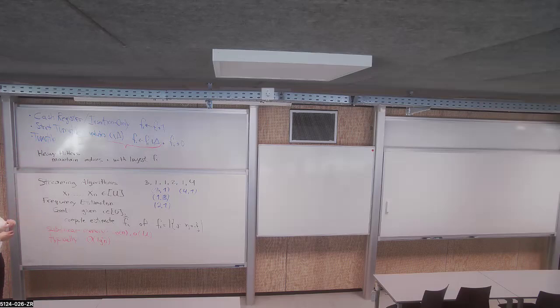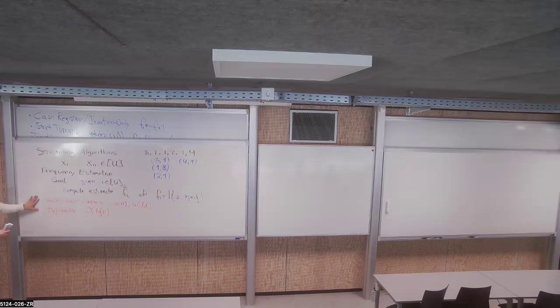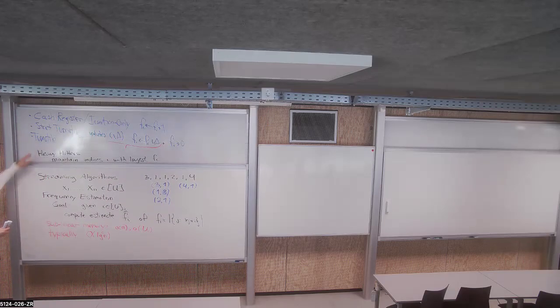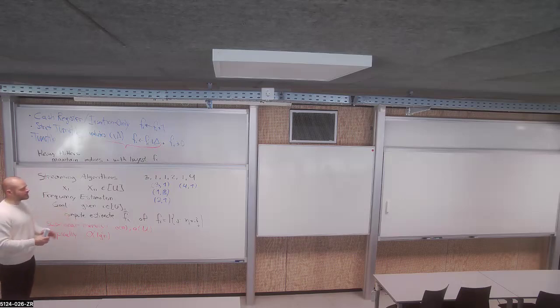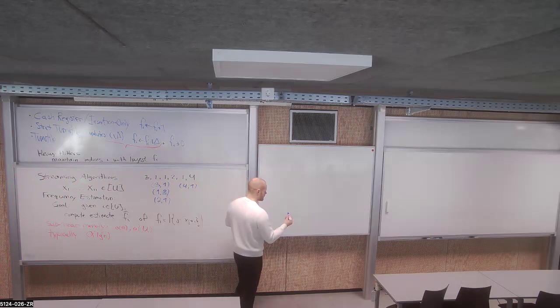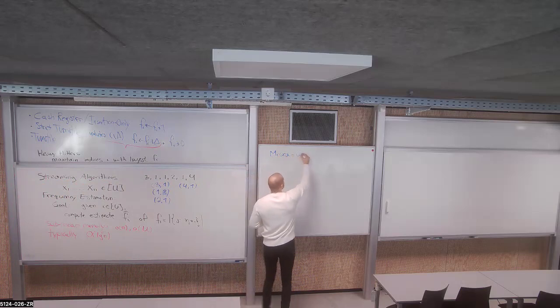And actually one can prove that if you want to have linear memory in the strict turnstile and turnstile settings, you actually need randomization, otherwise it's not possible to do it deterministically. But in the insertion only setting, we can actually do something non-trivial even without randomization. So let's do that as a warm-up, also to get used to this model of streaming algorithms. This algorithm is called the Misra-Gries solution.